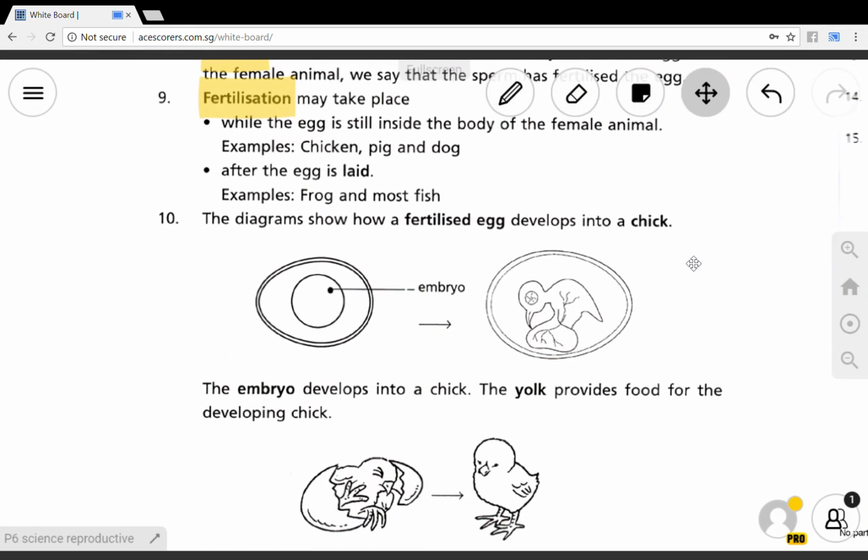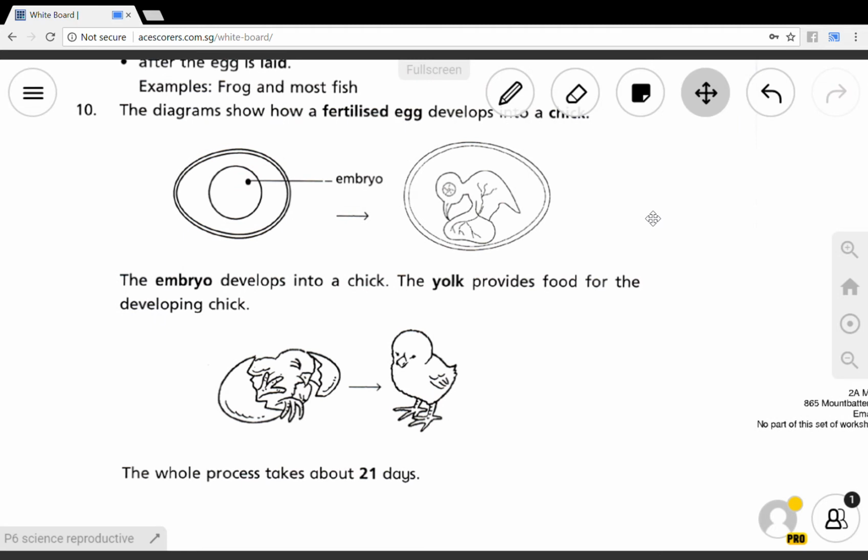Okay, so here's an example diagram of how a fertilized egg develops into a chick. The embryo develops from what we know as the egg. Outside is the egg white. This is the egg yolk. The embryo develops into the chick, and the yolk provides food for the developing chick. The embryo is actually this tiny little dot. Don't think that the yolk is the chick. The embryo is the one that grows to become a chick.